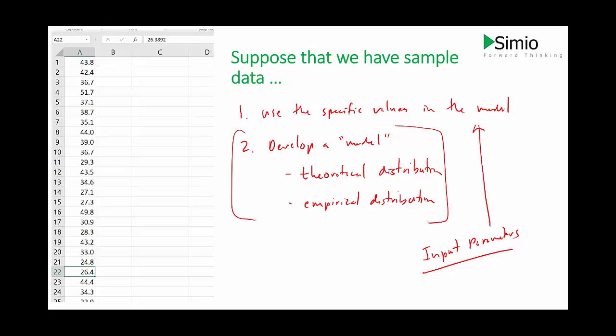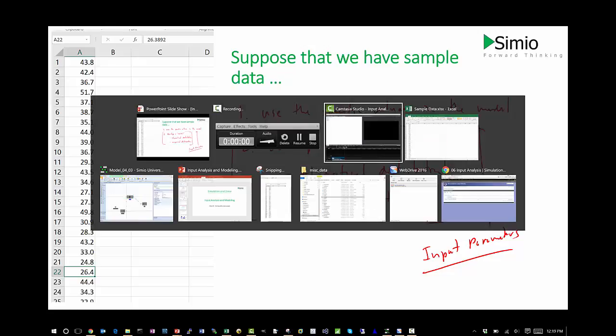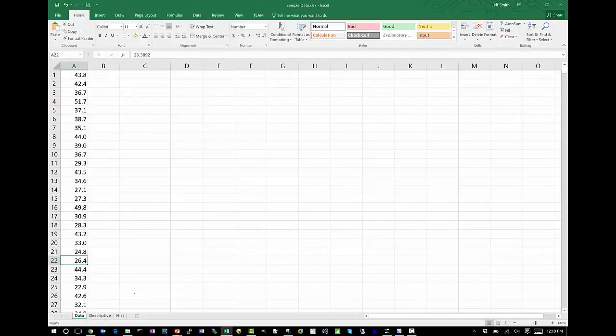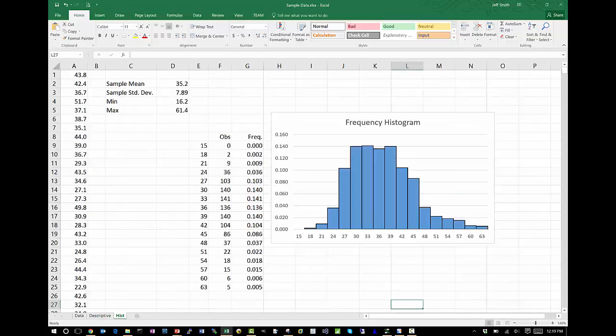So the first thing that we want to do in doing this is look at our data. The first step here is to just observe our data. In particular, we want to do two things. We want to look at the descriptive statistics. So for our data, you can see that I computed the sample mean, sample standard deviation, and then the minimum and maximum for my values. And I'm also interested in looking at the histogram. So I want to look at the frequency histogram of my observations.